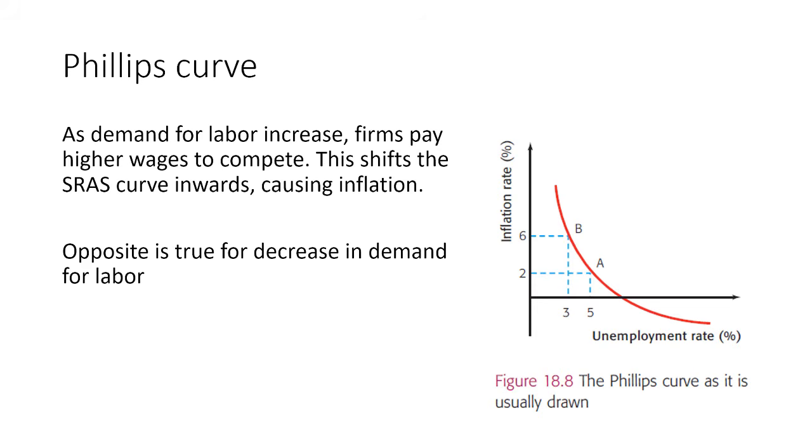The Phillips curve represents that as demand for labor increases, firms pay higher wages to compete. This shifts the short-run aggregate supply curve inwards, causing inflation.